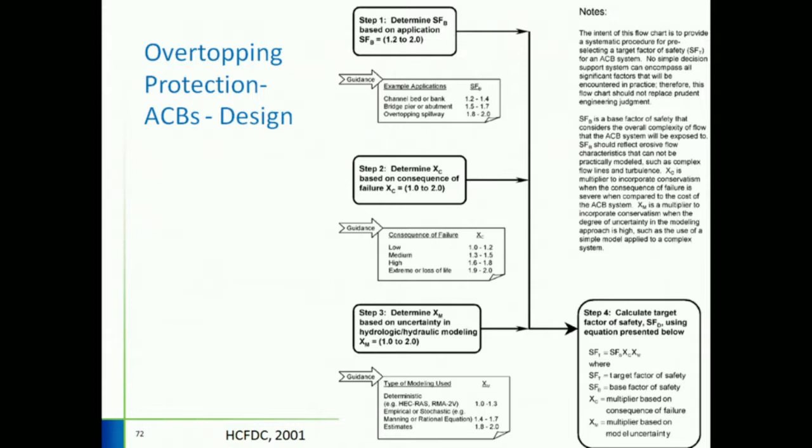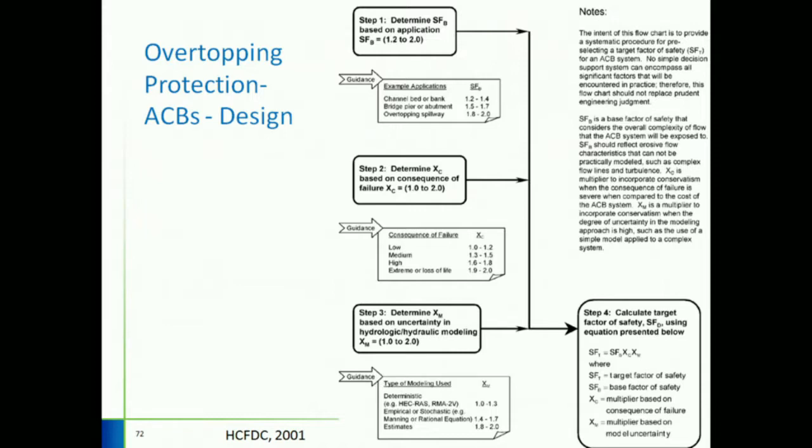And then choose another factor that accounts for the uncertainty in the hydrologic or hydraulic modeling. And then you calculate the composite required safety factor and compare that against the one that you calculated earlier. And if you don't get enough capacity, then you have to change your ACB type.